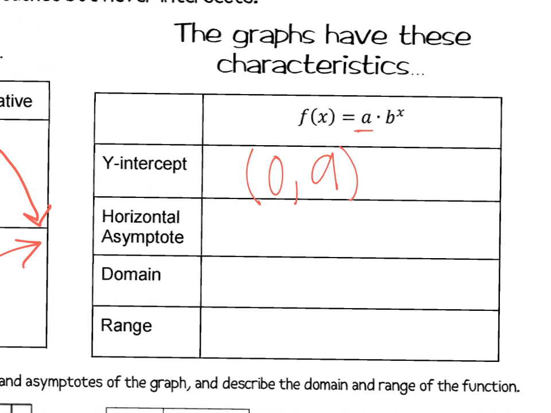It's going to have a horizontal asymptote, which is going to be y equals 0. Well, anytime I have y equals anything, I know it's a horizontal line. And at 0, that's the x-axis. So the horizontal asymptote is the x-axis.